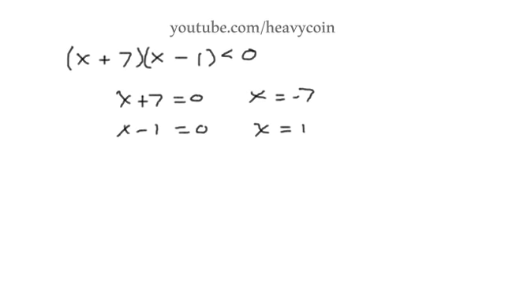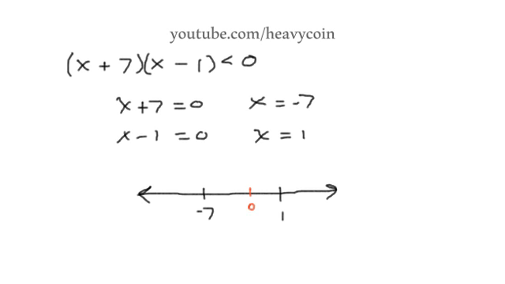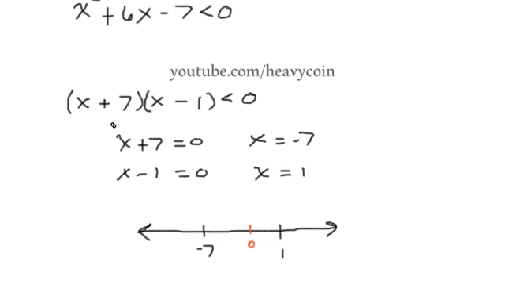Now what we're going to do is draw a number line, and we're going to plot. We'll put negative 7 here and 1 over here. And then we're going to choose a test point, like 0. We'll choose 0 there. So you want to take 0 and plug it in.